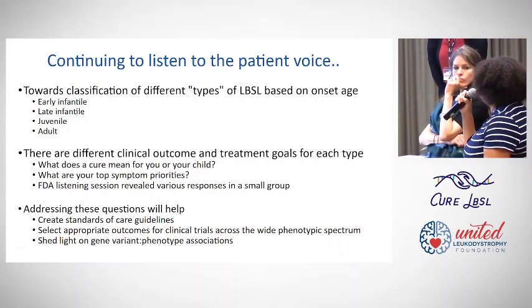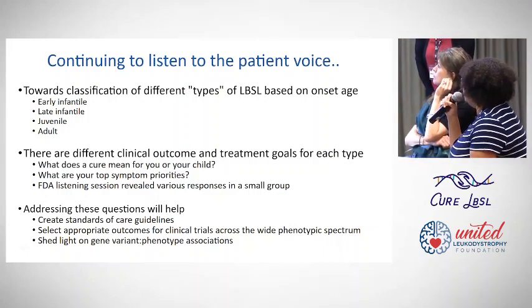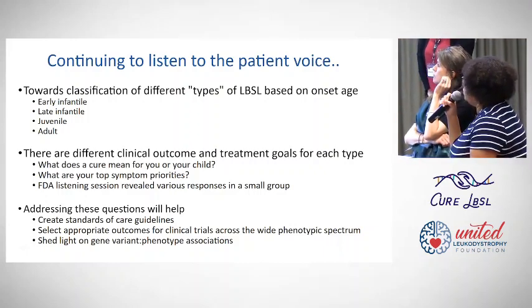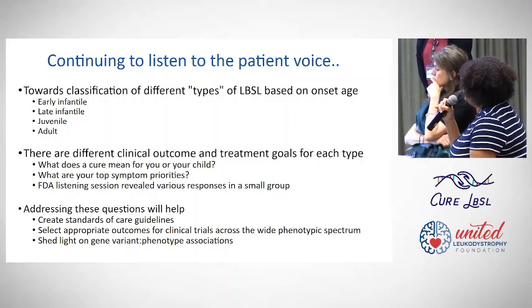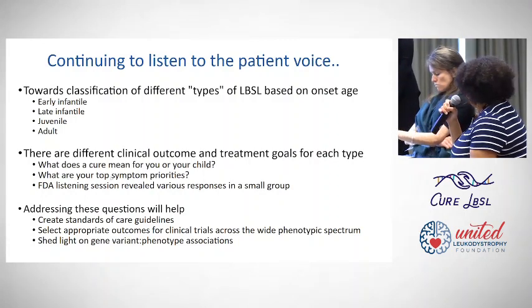But the final thoughts are thinking about, as in other leukodystrophies, maybe moving towards more of a formal classification of types, because the issues and the primary symptoms and challenges do tend to be different based on age. At the end of the FDA patient listening session, it was asked, what's the one thing, if you could address one thing with a cure or with a treatment, what would that be?